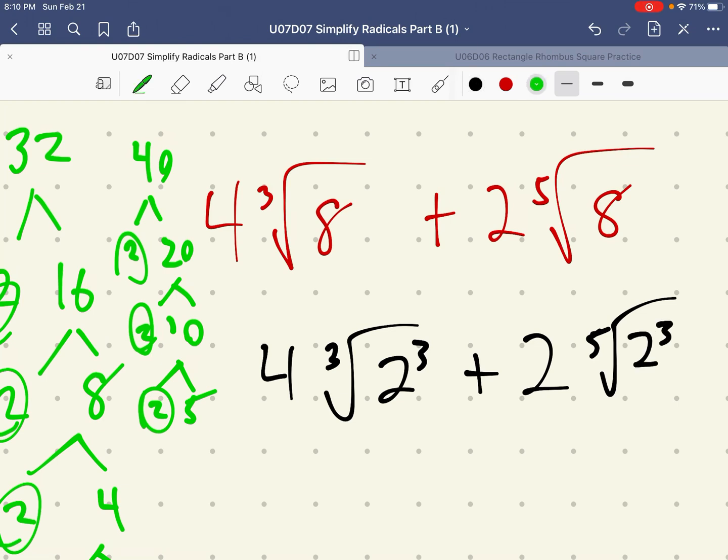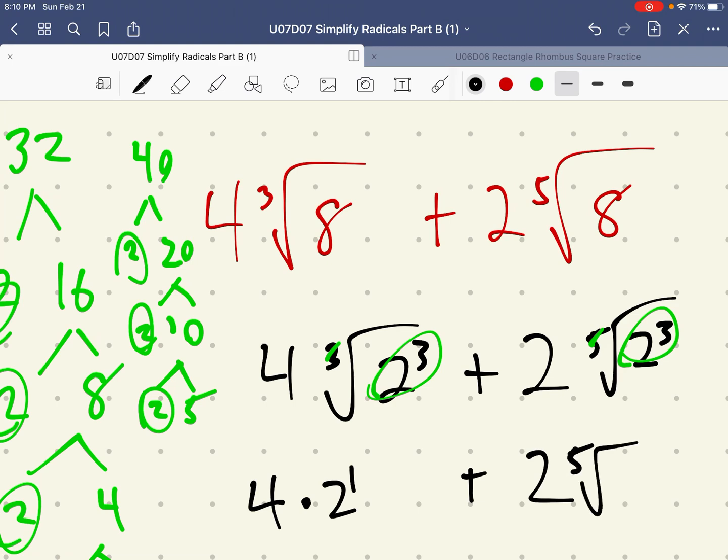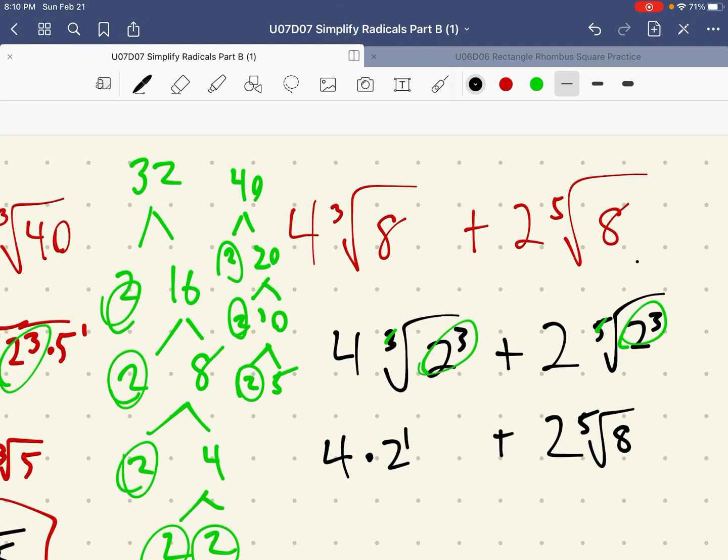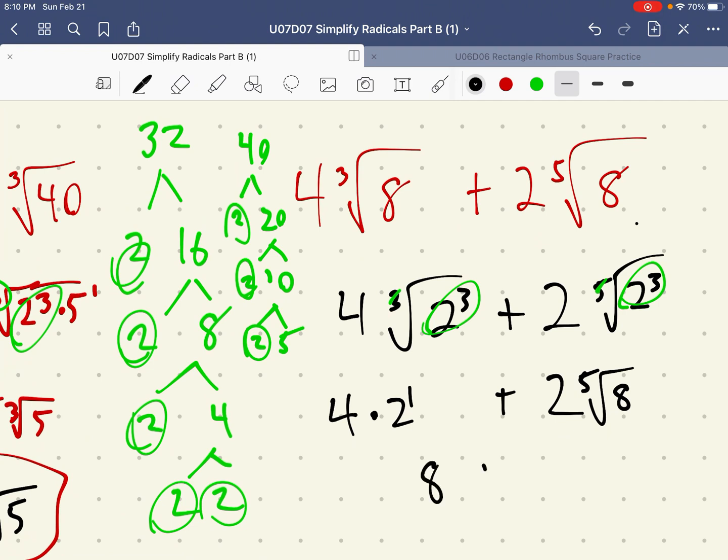And you'll notice that because we have different indexes, even though the radicands are the same, this one will be able to divide by this index, but this one's not going to be able to divide by this index. And even if they did, they wouldn't leave the same things over. So this is going to become 4 times 2 to the first with no radical left over. This will not change at all. So this is still 2 fifth root of 8, and this becomes 8.